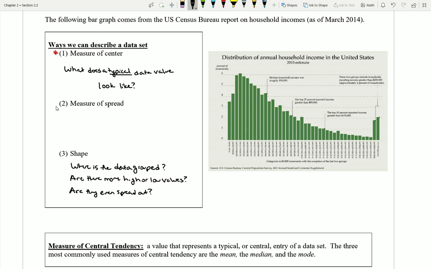In the next section, we're also going to talk about measures of spread, so that we can talk about how spread out a data set is. Ultimately, we would be asking ourselves the following question: how far away from typical is typical? Now this is kind of a strange sentence, but you can often think about it in the following way.